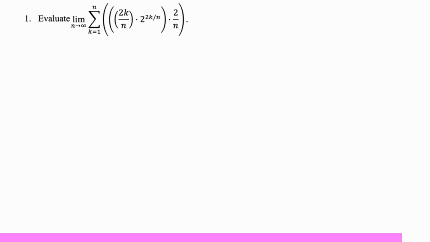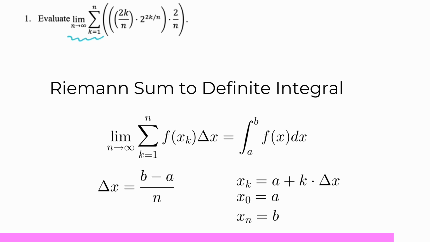The first thing I notice is the limit as n approaches infinity of a summation. In BC this is a little more complicated than AB, or at least there are more options. But if you see the limit as n approaches infinity of the sum from 1 to n, you should immediately be thinking this is probably a definite integral. So we have to figure out what the function is, what x sub k is, and what delta x is. Delta x is usually the first thing I look for.